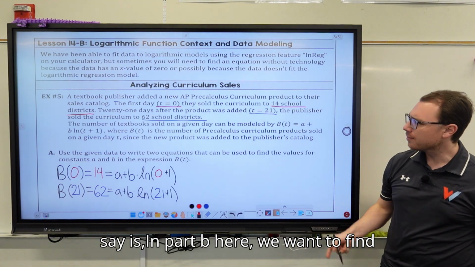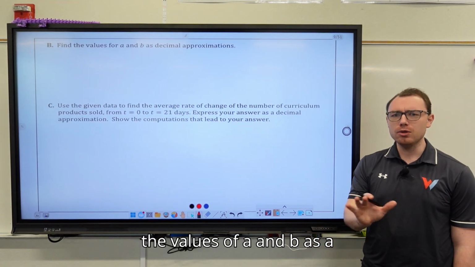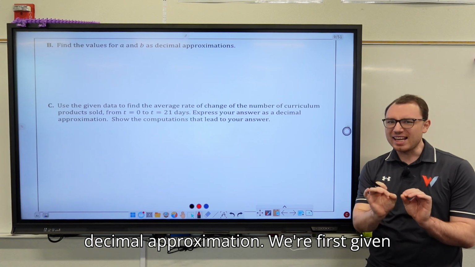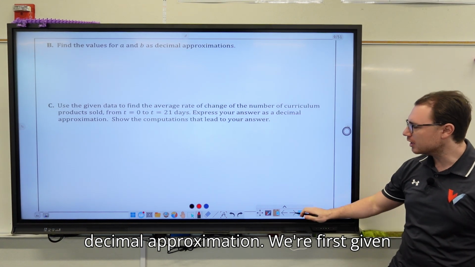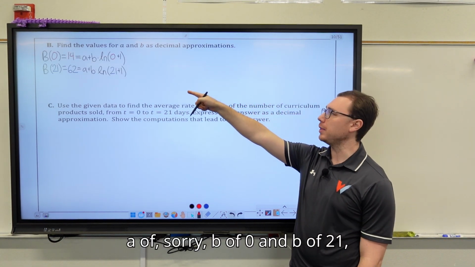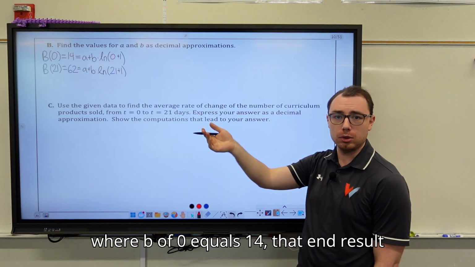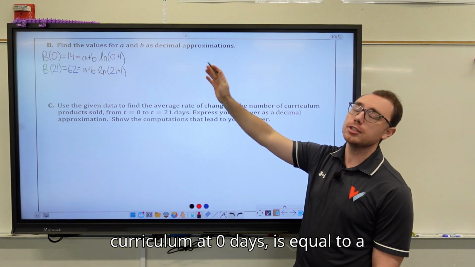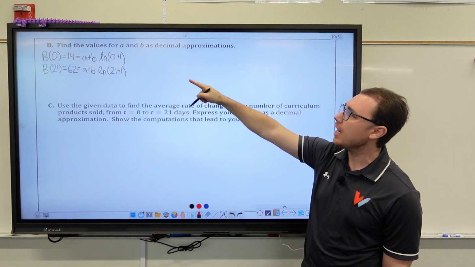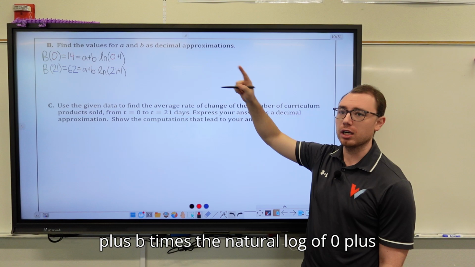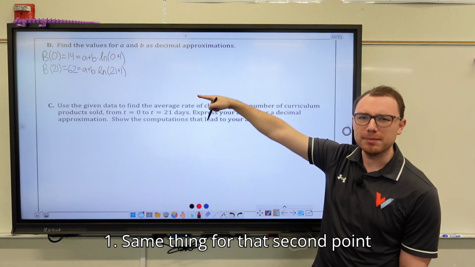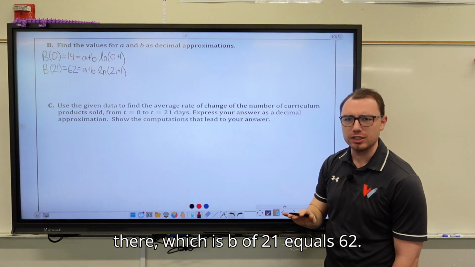In part B here, we want to find the values of a and b as a decimal approximation. We're first given B of 0 and B of 21, where B of 0 equals 14. That end result of 14 school districts buying the curriculum at 0 days is equal to a plus b times the natural log of 0 plus 1. Same thing for that second point, which is B of 21 equals 62.